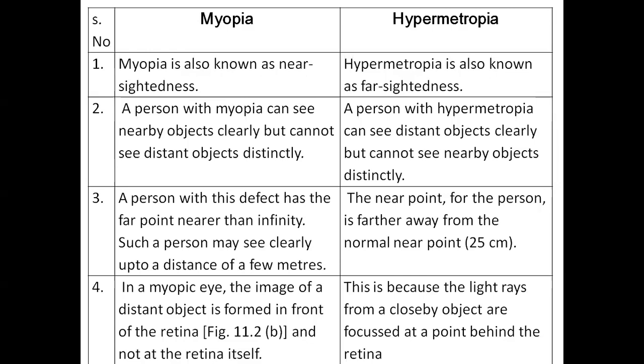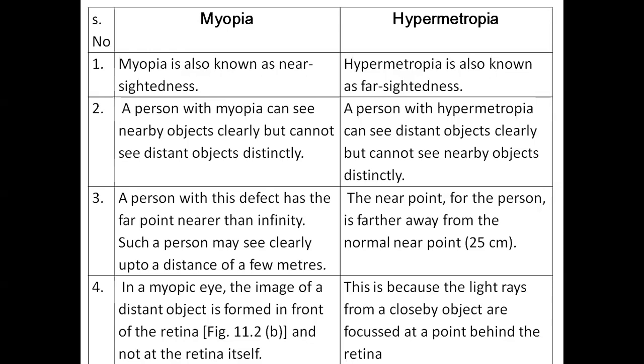So first we discuss the difference. First, myopia. Myopia is also known as nearsightedness, and hypermetropia is also known as farsightedness. In myopia, a person can see nearby objects clearly but cannot see distant objects distinctly.